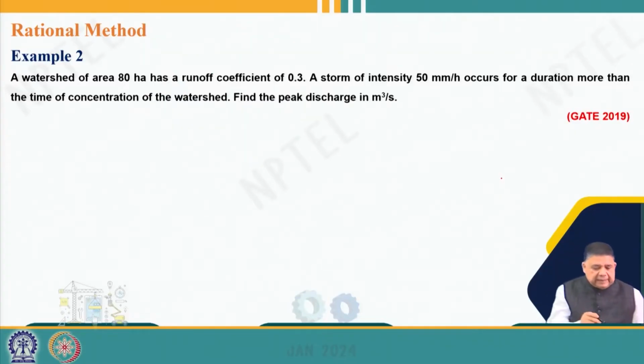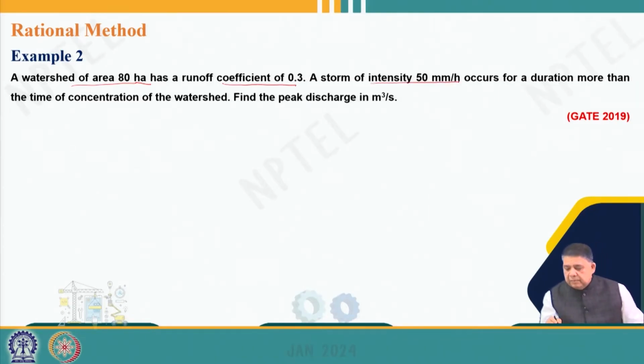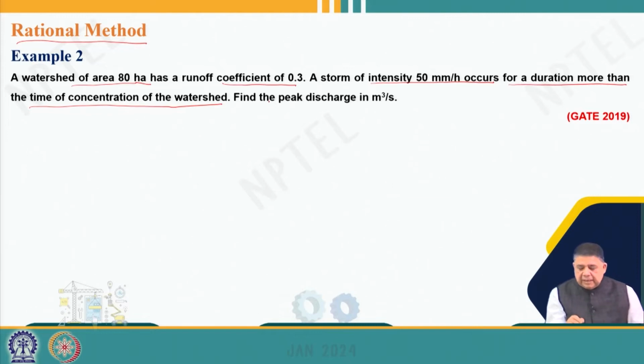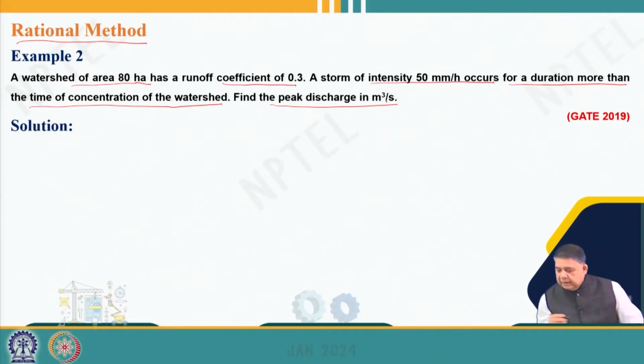We take another example. A watershed of area 80 hectares has a runoff coefficient of 0.3. A storm intensity of 50 millimeter per hour occurs for a duration more than the time of concentration of the watershed. The moment we have time of concentration, that means we are talking about the rational method. Find the peak discharge in cubic meter per second.